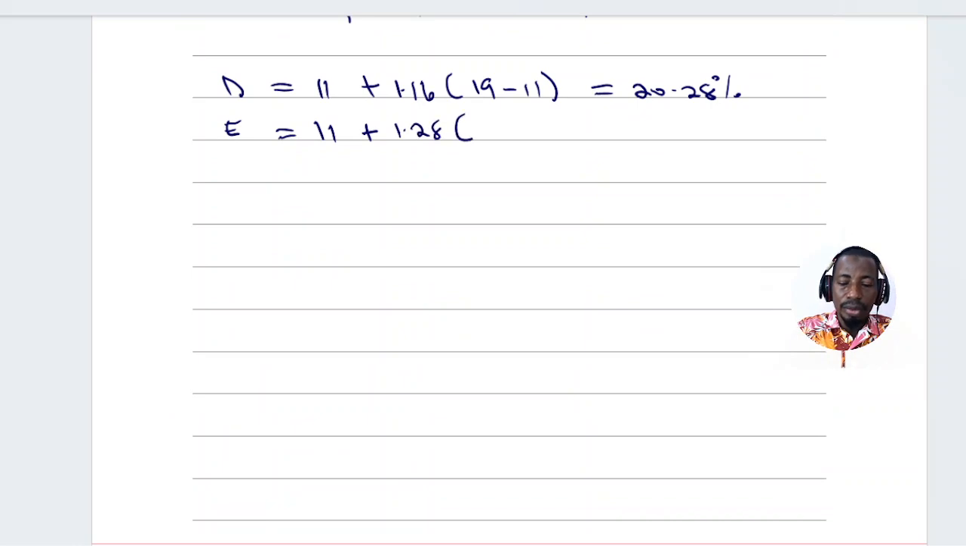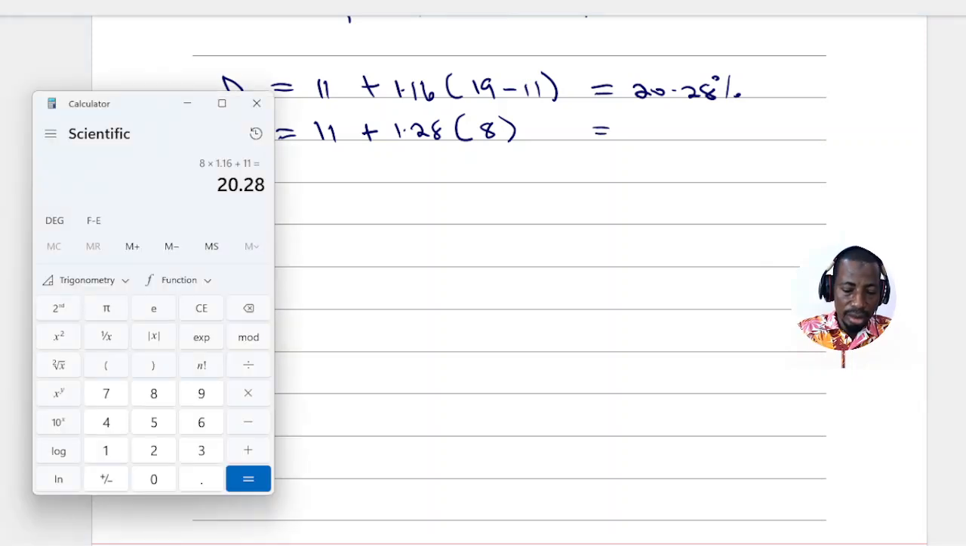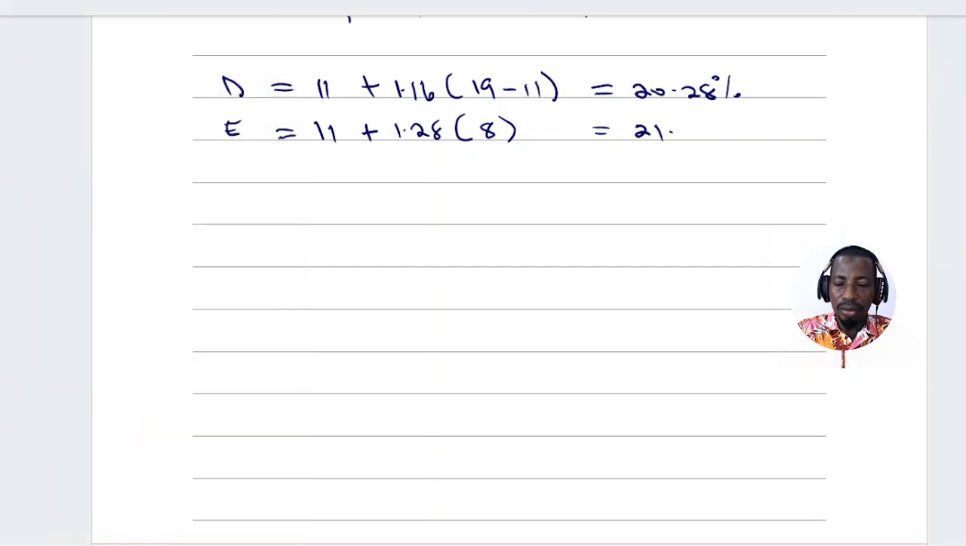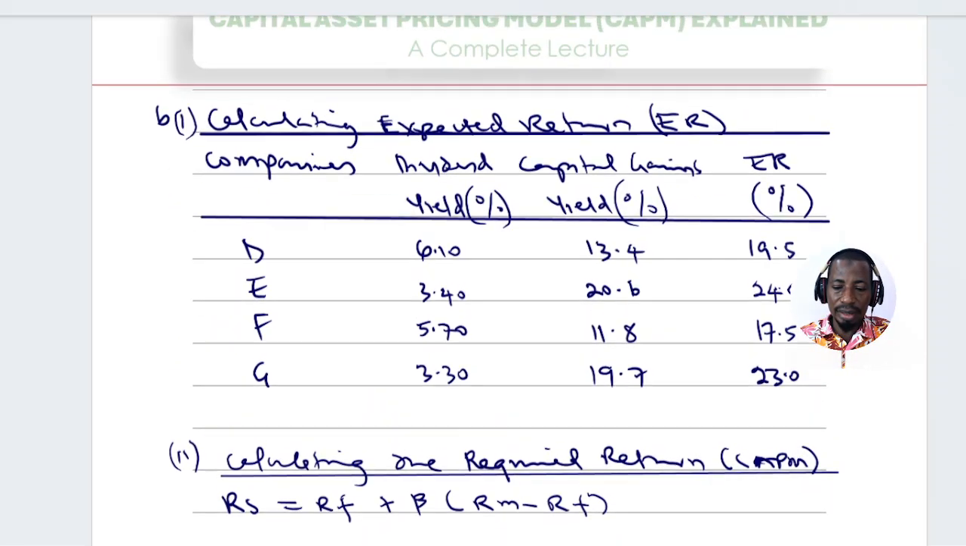1.28 multiplied by the risk premium of 8. The difference between 19 and 11 is 8. Therefore, 8 multiplied by 1.28 plus 11 equals 21.24%.